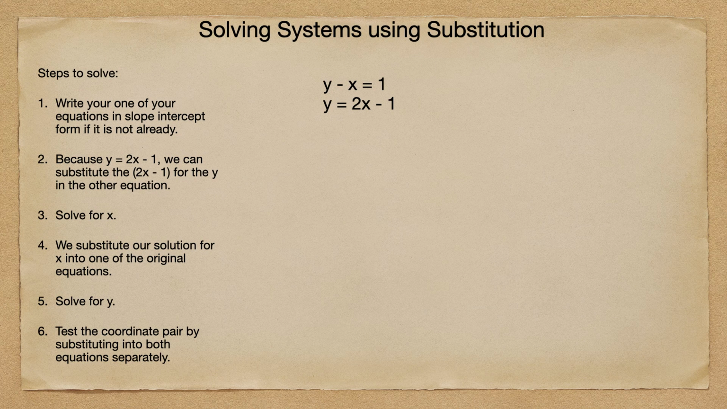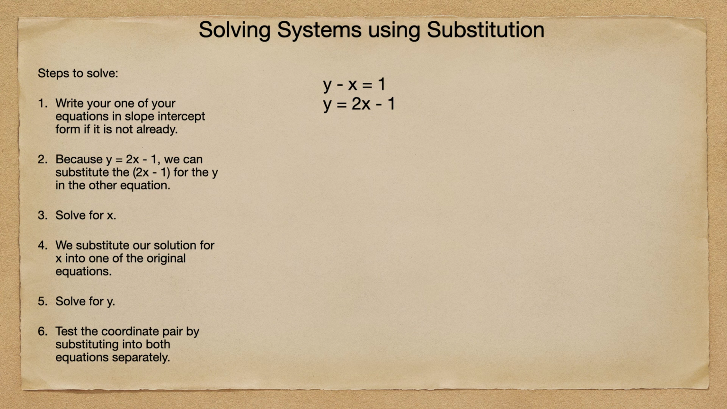Hey guys, today we're going to be solving systems using substitution. Here we have a system: y minus x equals 1 and y equals 2x minus 1. We want to write one of our equations in slope-intercept form if it's not already. One of our equations is already in slope-intercept form, y equals 2x minus 1.